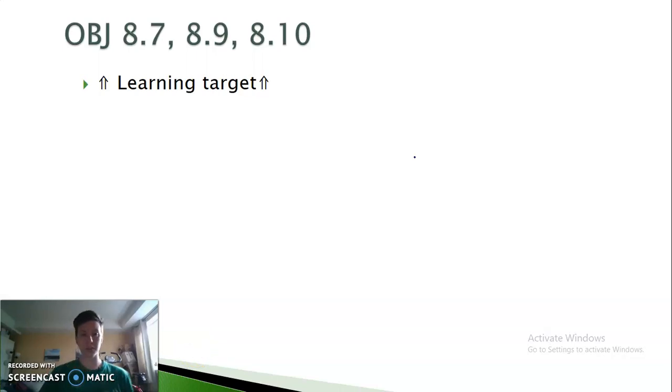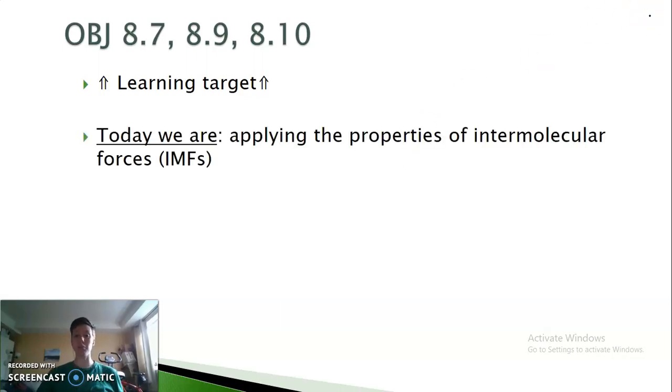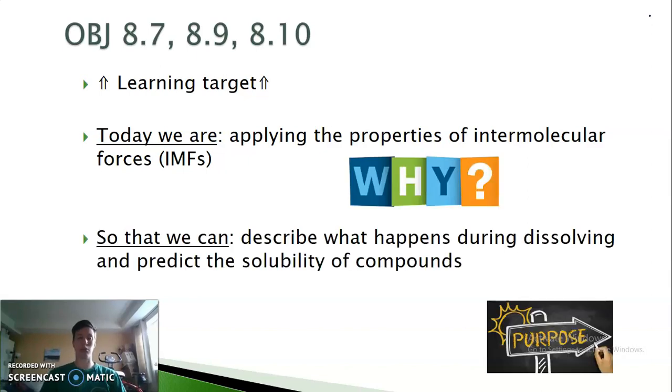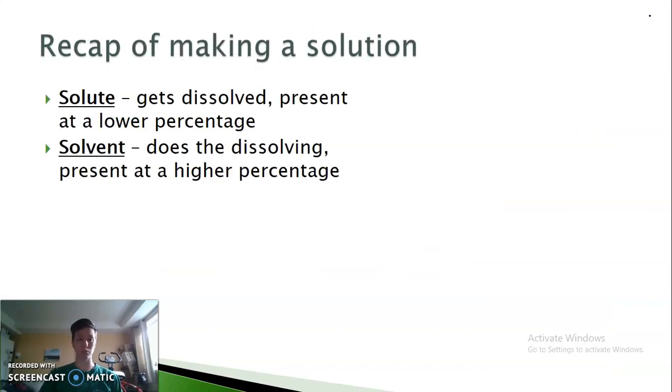All right, so today we're going to be talking about objectives 8, 7, 9, and 10. And the purpose of this is to apply the properties of intermolecular forces. What we are going to actually be doing is describe what happens during dissolving and predict the solubility of compounds.